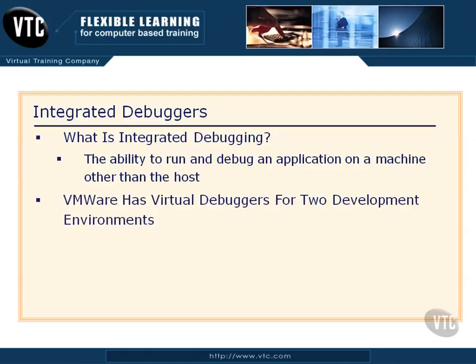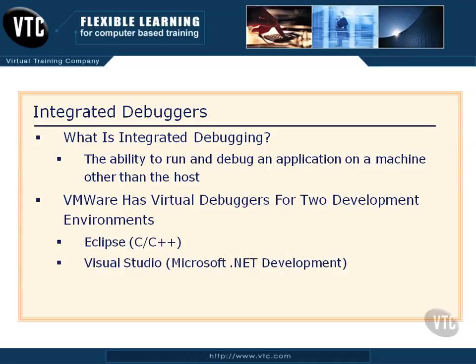Now, VMware has virtual debuggers for two specific development environments. The first one is Eclipse, and this is where you can do C and C++ development. The next one's a tool that a lot of people know about, Visual Studio. This is where you do Microsoft .NET development with C#, VB.NET, ASP, all that stuff, ADO.NET. So all that stuff's going to fall into there.